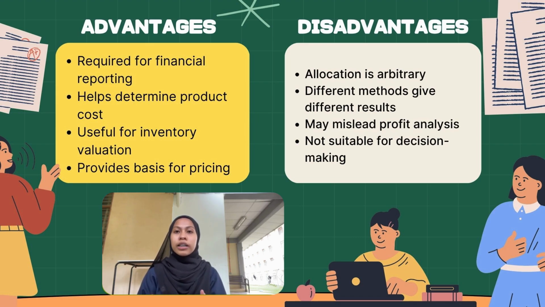In conclusion, joint cost allocation is useful for accounting and reporting, but it has several limitations. Therefore, companies need to use it carefully and should not rely on it fully for decision making.